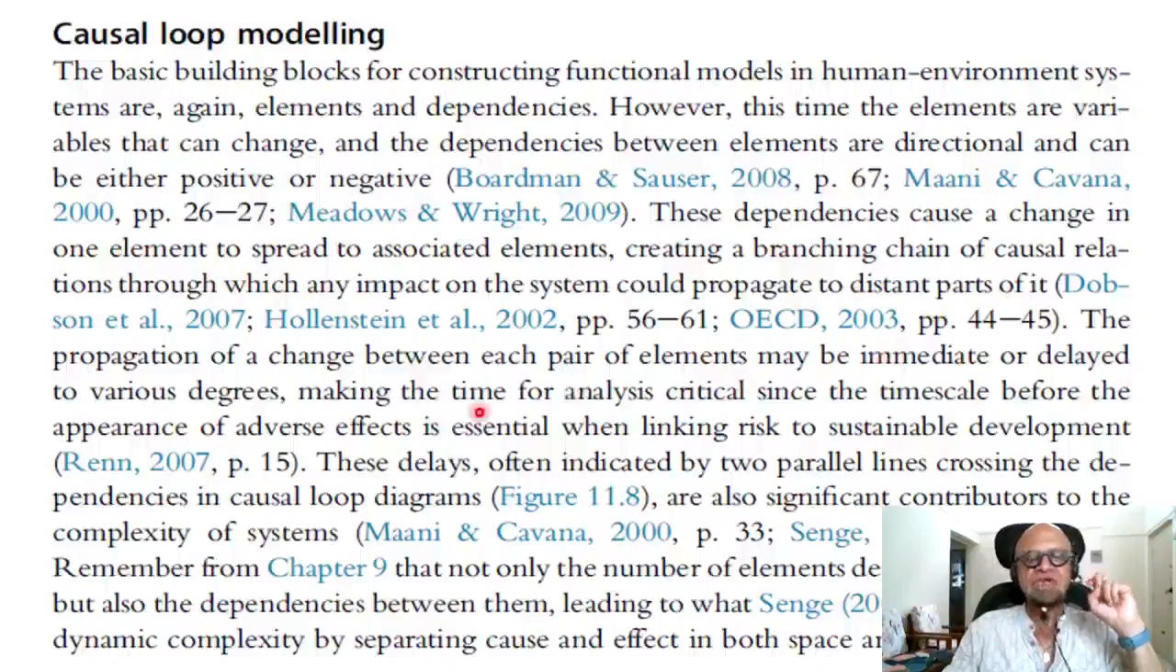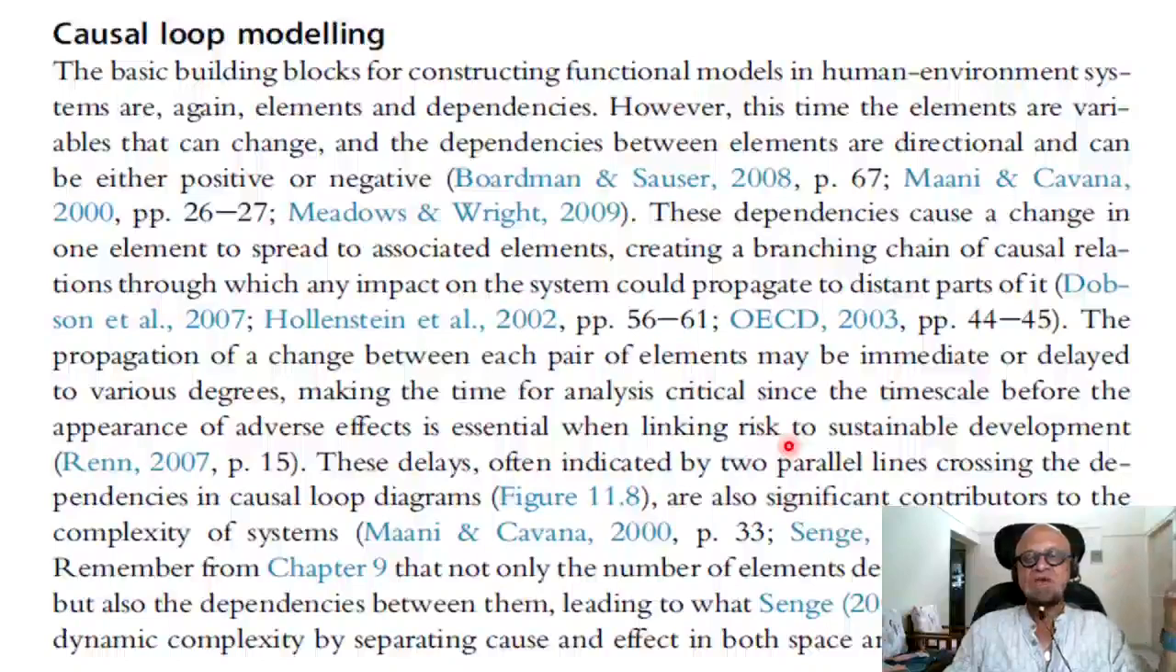The propagation of a change between each pair of elements may be immediate or delayed to various degrees, making the time for analysis critical, since the time scale before the appearance of adverse effects is essential when linking risk to sustainable development. So you can again think of the human body, smoking or drinking or working beyond your sleep time, and there may be a delayed response even though the brain has already told you that you are tired and you are not functioning well, you should get to sleep.